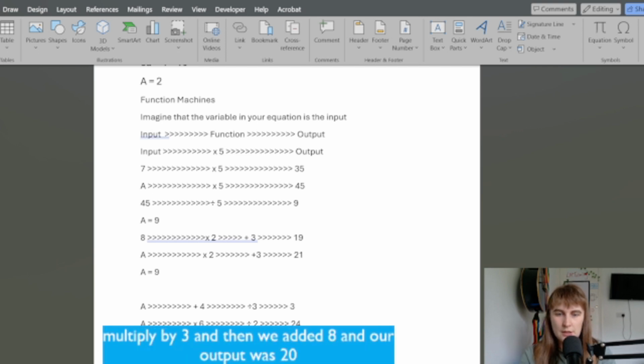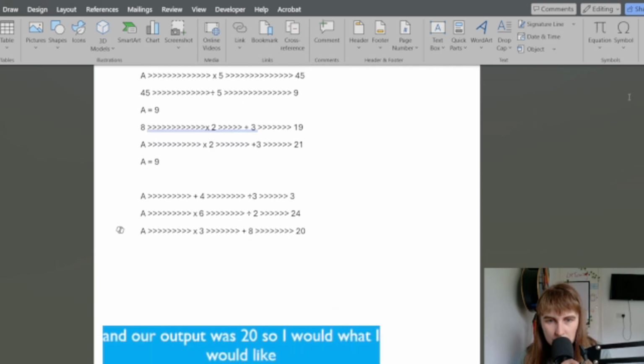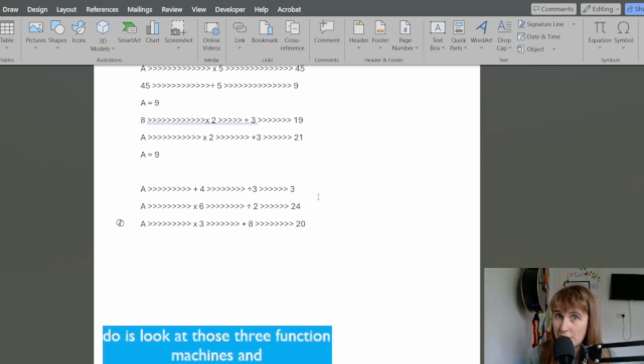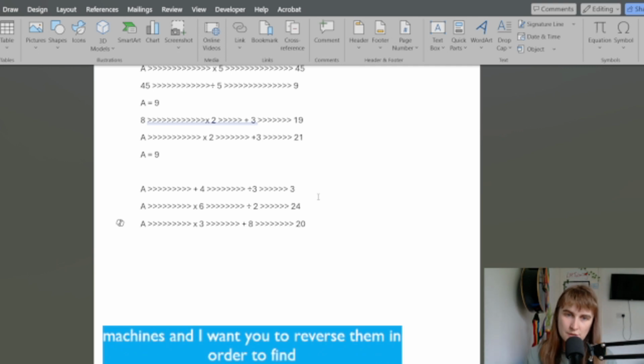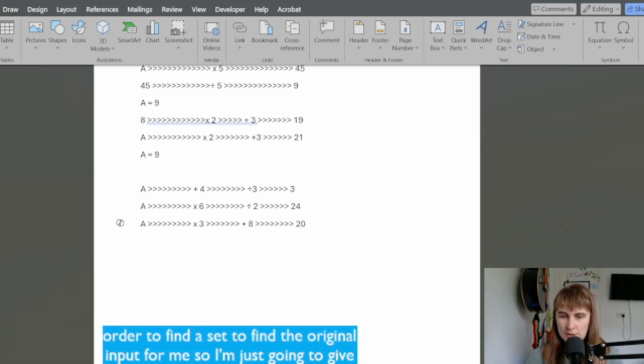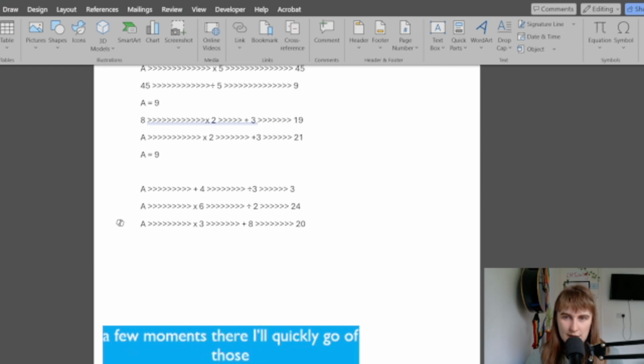So what I would like you to do is look at those 3 function machines, and I want you to reverse them in order to find A, so to find the original input for me. I'm just going to give you a few moments there. I'll quickly go over those answers then, and we can move on to actually looking at some equations.